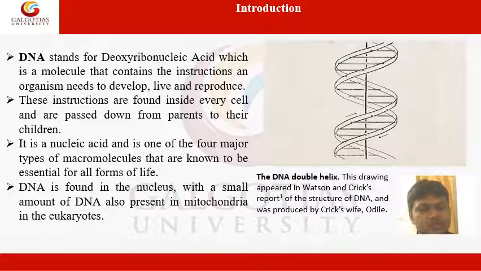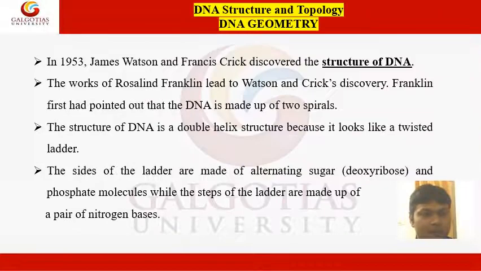DNA is found in the nucleus, with a small amount of DNA also present in the mitochondria and other organelles in eukaryotes. In the slides, you can see pictures of the deoxyribonucleic acid double helical model. Now we will discuss the structures and topology of the DNA.